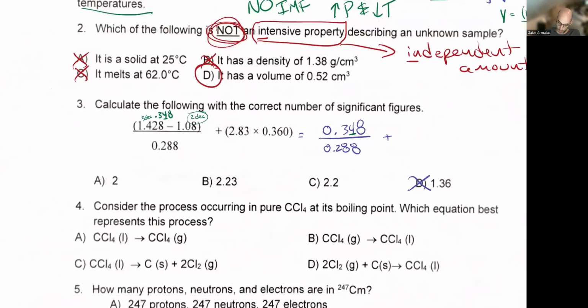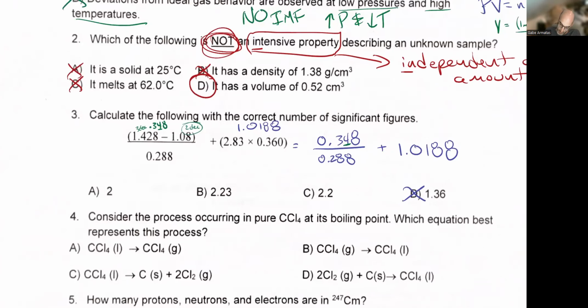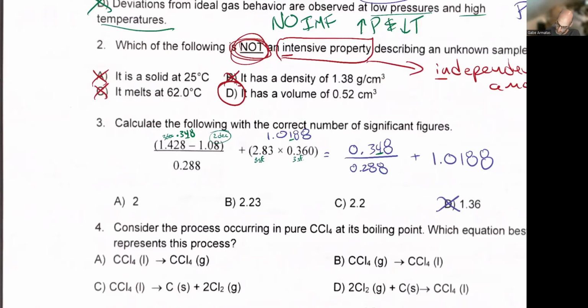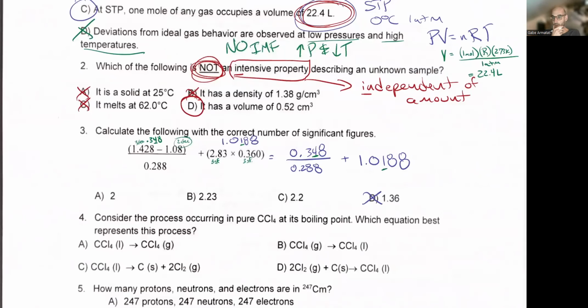Next up, I'm going to do 2.83 times 0.360. That gives me, write the number here, 1.0188. I'm going to give everything the calculator gives me. And because we're multiplying, I'm interested in the least number of sig figs. This one has 3 sig figs. This one has 3 sig figs as well. And so that means I'm just going to underline the 3rd sig fig. I'm going to round to the 3rd sig fig. There we go. All right.